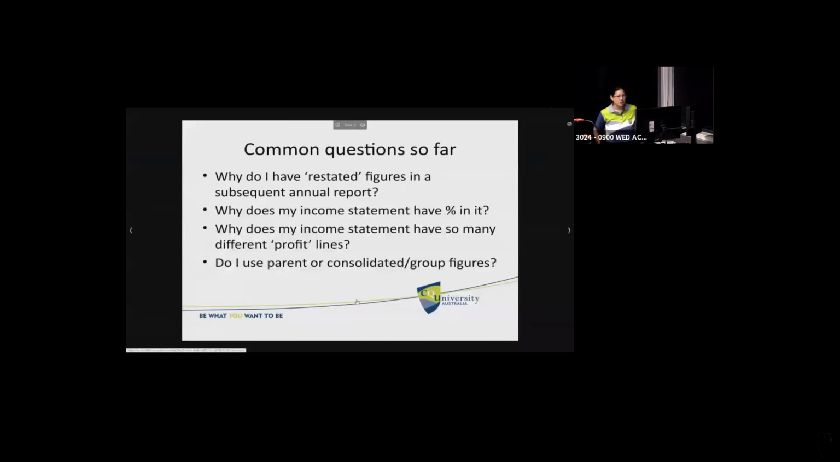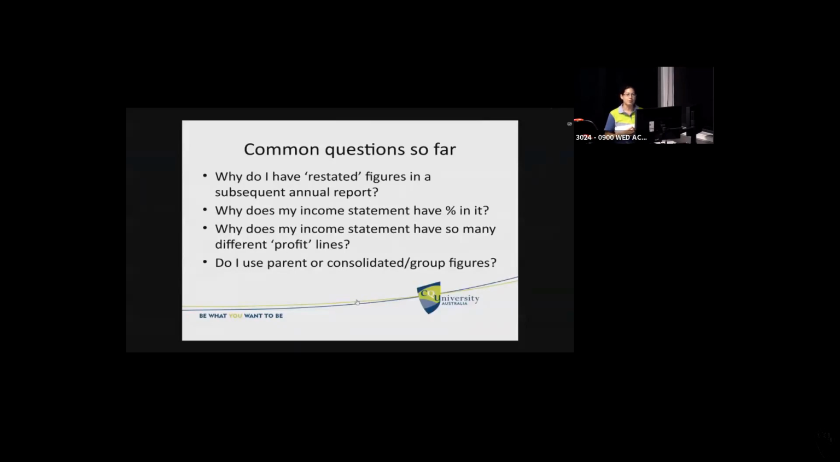So some of the common questions so far, the first one we always usually get is about restated figures in a subsequent annual report. So why do I have restated figures in a subsequent annual report? That's different to the restating we're going to do. Companies are allowed to change policies that they use to prepare their financials from year to year or from period to period. If they do, however, change policies in a certain period, they have to then go back and restate or re-prepare the previous period's figures as if those figures had been prepared on the same basis as the current figures, using that same policy that they've changed.